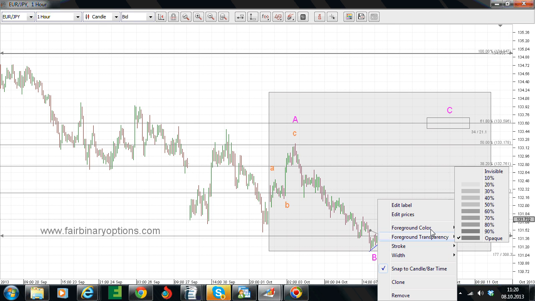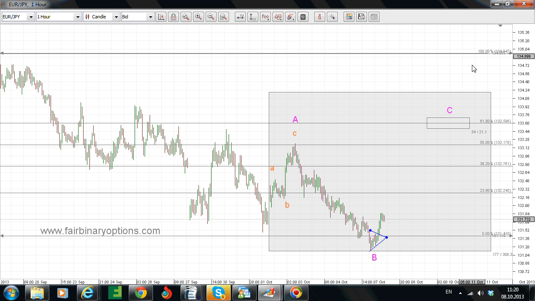Whenever you are seeing such a contracting triangle that acts as a reversal pattern, think of it as being a bullish sign in a downtrend or a bearish sign in a bullish trend, as it implies at least 61.8 out of the previous move will come, but also it implies new highs. So these highs here above 133 are going to be broken.